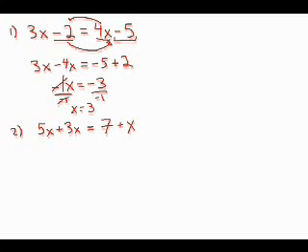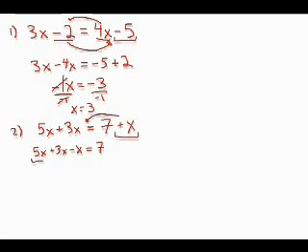If we take a look at the next question, again, our goal here is to isolate the variable on one side of the equal sign. Probably the first thing you want to do here is bring this +x over to the other side. When you do that, what you have is 5x plus 3x, and then you brought +x over to the left-hand side, so it becomes -x. And then what we have remaining on the right-hand side is 7.